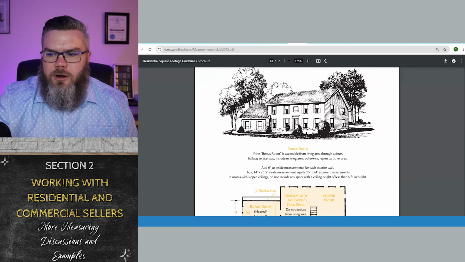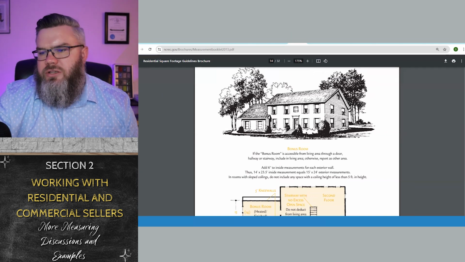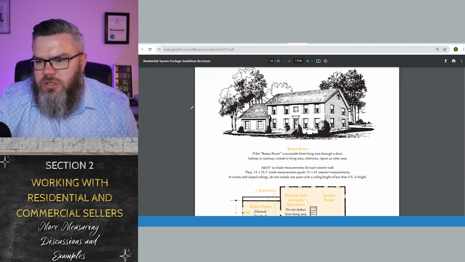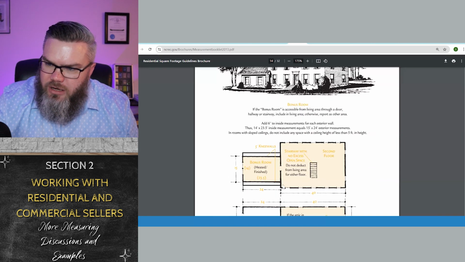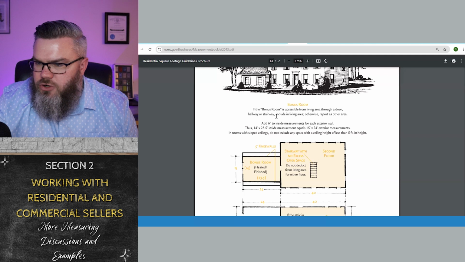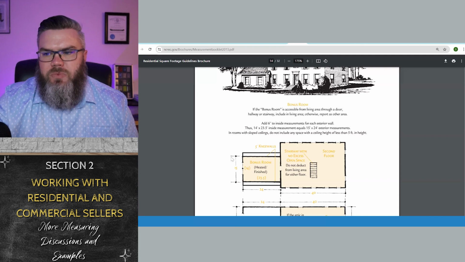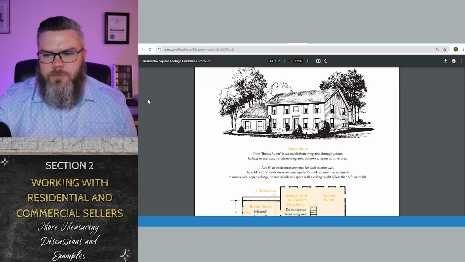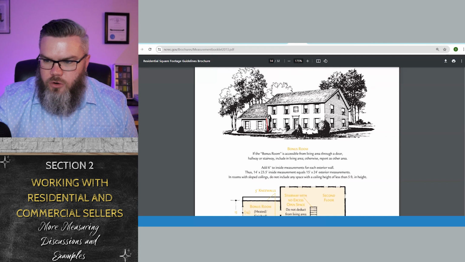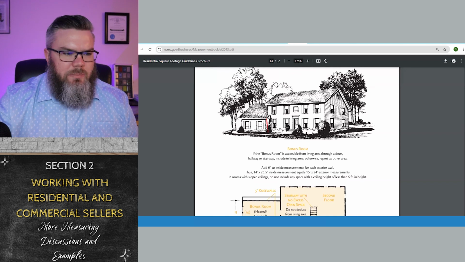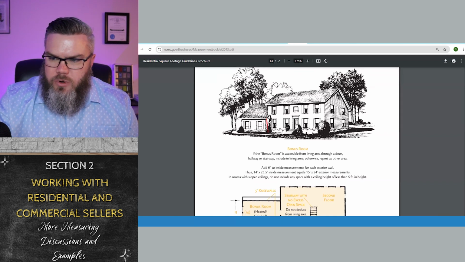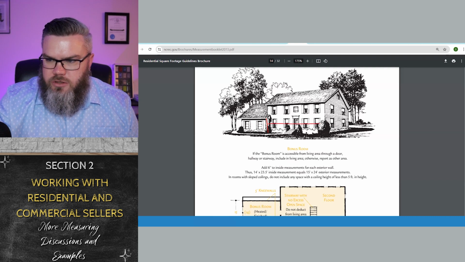You're going to come out here, and you're going to pick the most practical place to start measuring. Now, this one looks like it's got a little bit of depth differentiation here, and it's hard to tell in the picture because of some decorative pieces. So if I was doing this house, I would come out here to this front corner, and I would start my measurements. And so I would take my tape measure, and I would measure from here across the front.